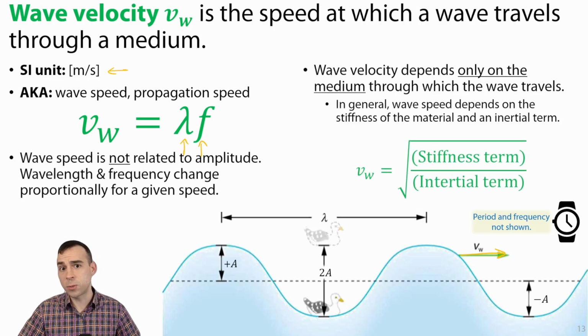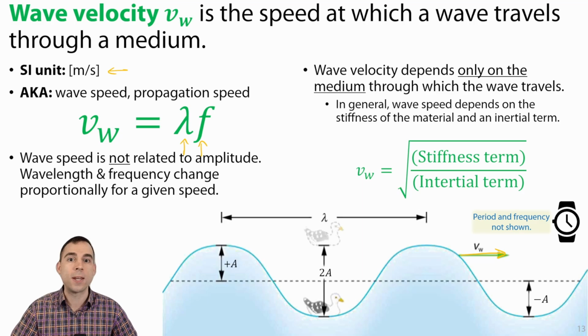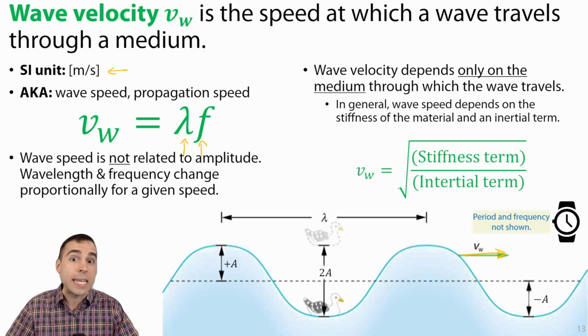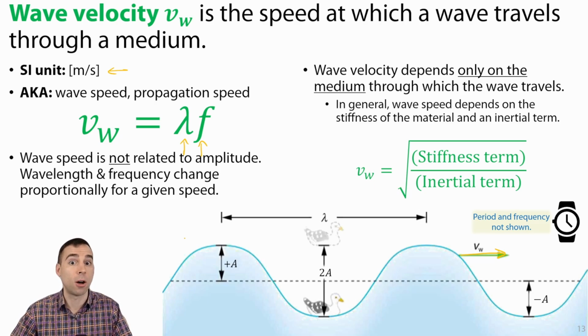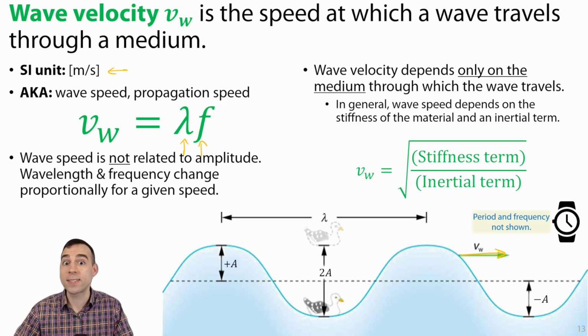Notice that the wave speed is not related to the amplitude at all. The wave speed is only dependent on the medium through which the wave travels. A bigger wave does not mean that it's moving faster. Instead, the wave speed strictly depends on the medium through which the wave is traveling.